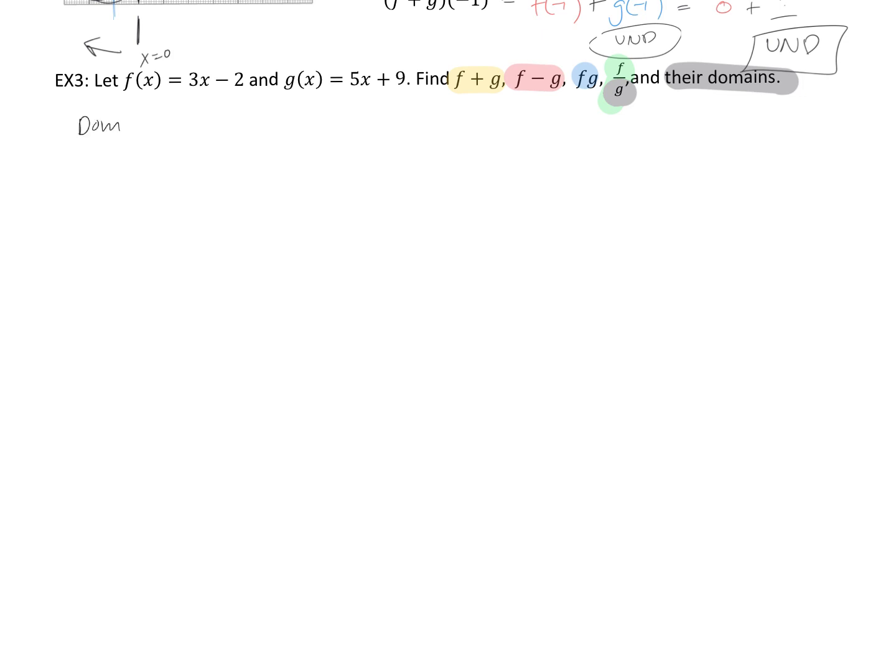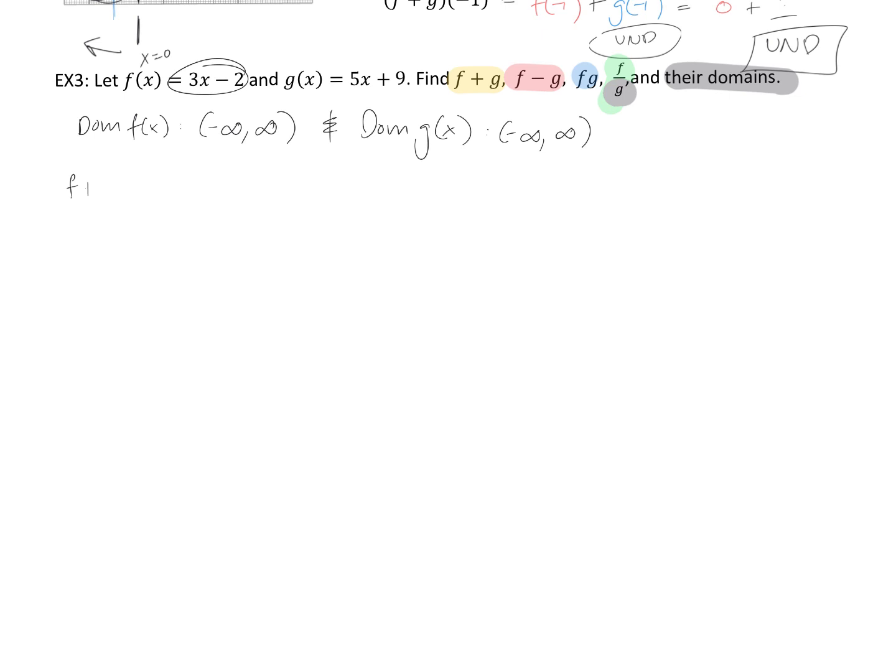So the domain of f of x, I always ask myself, when I graph f of x, what would it look like? Well, this is just going to be a line, a slanted line. And the domain for slanted lines is, again, -infinity to +infinity. And then g of x. What kind of function is g of x? G of x is, again, a line like f. So the domain for g of x is just going to be, again, -infinity to +infinity. Okay, so we found the domains. Let's go ahead and move on to find the next parts.